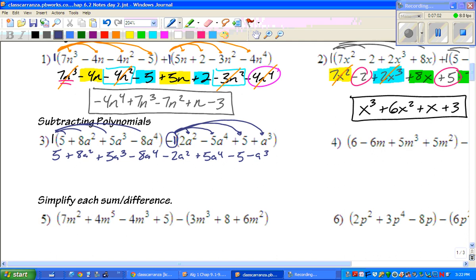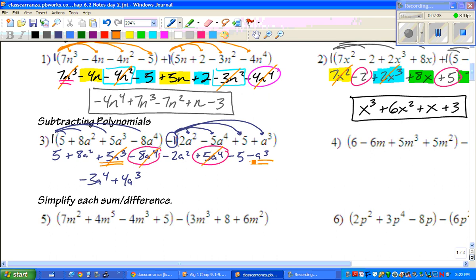Okay? But now, since we've done that, now we just find the like terms. Okay? Negative a to the 4th and positive 5a to the 4th. That gives me a negative 3a to the 4th power. To the third, 5 minus 1 gives us positive 4a cubed.